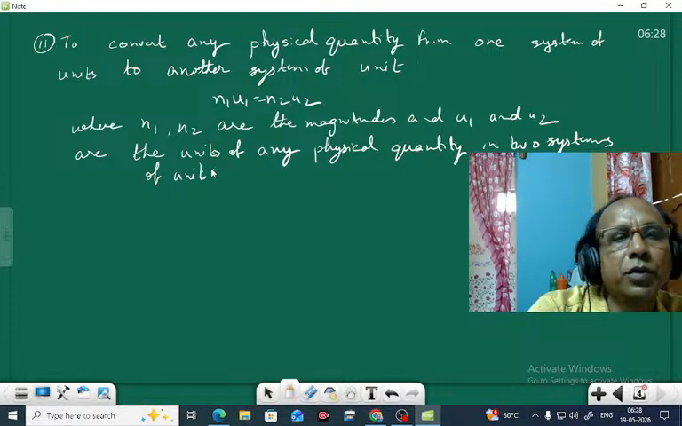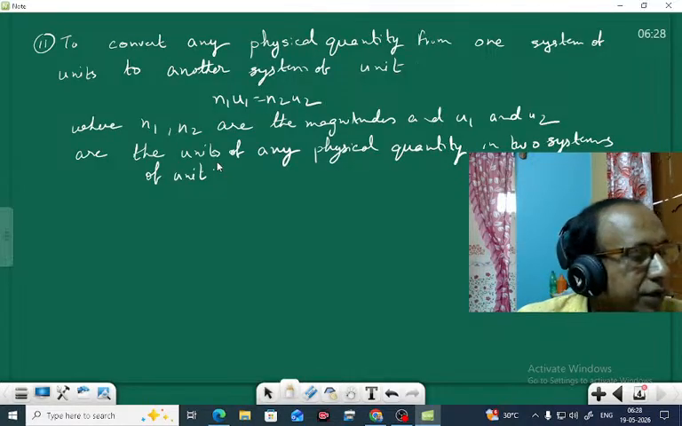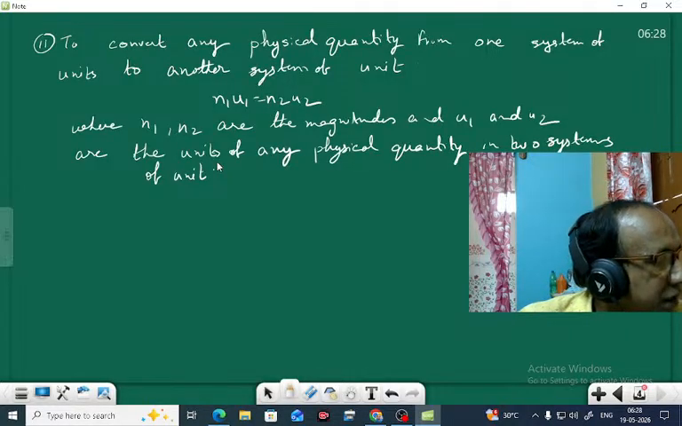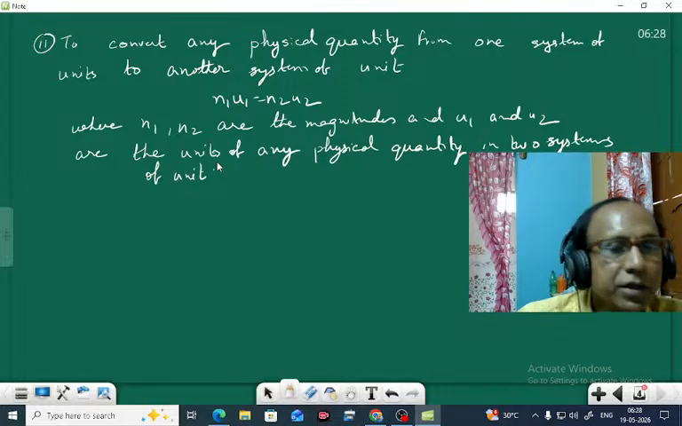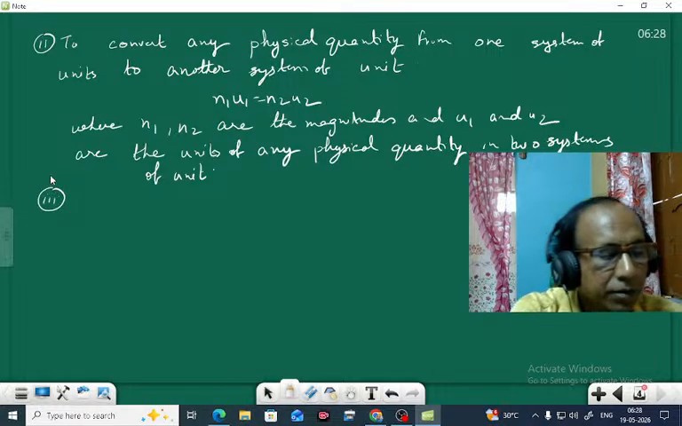So the first important application is to check dimensional correctness of any physical quantity. Number 2 is to convert any physical quantity from one system of units to another system of units. And number 3, what we find is this one. What is that? Number 3 is like this.